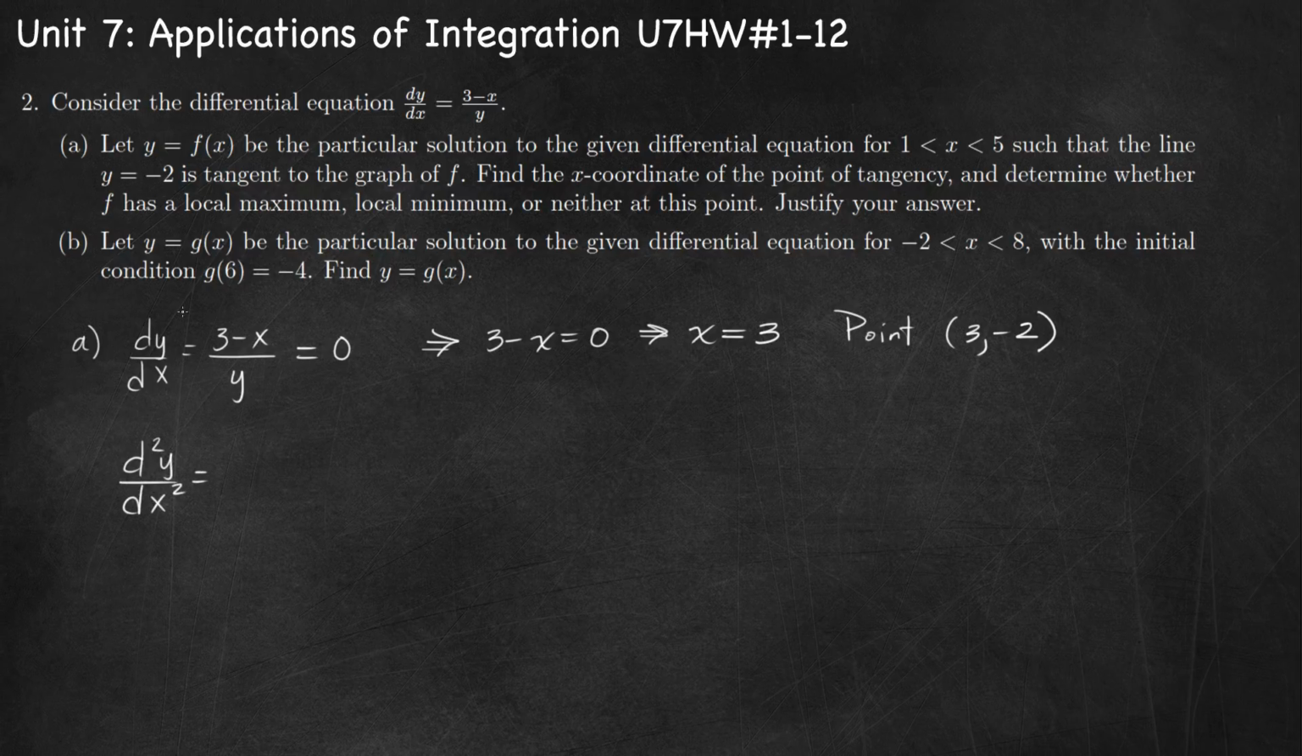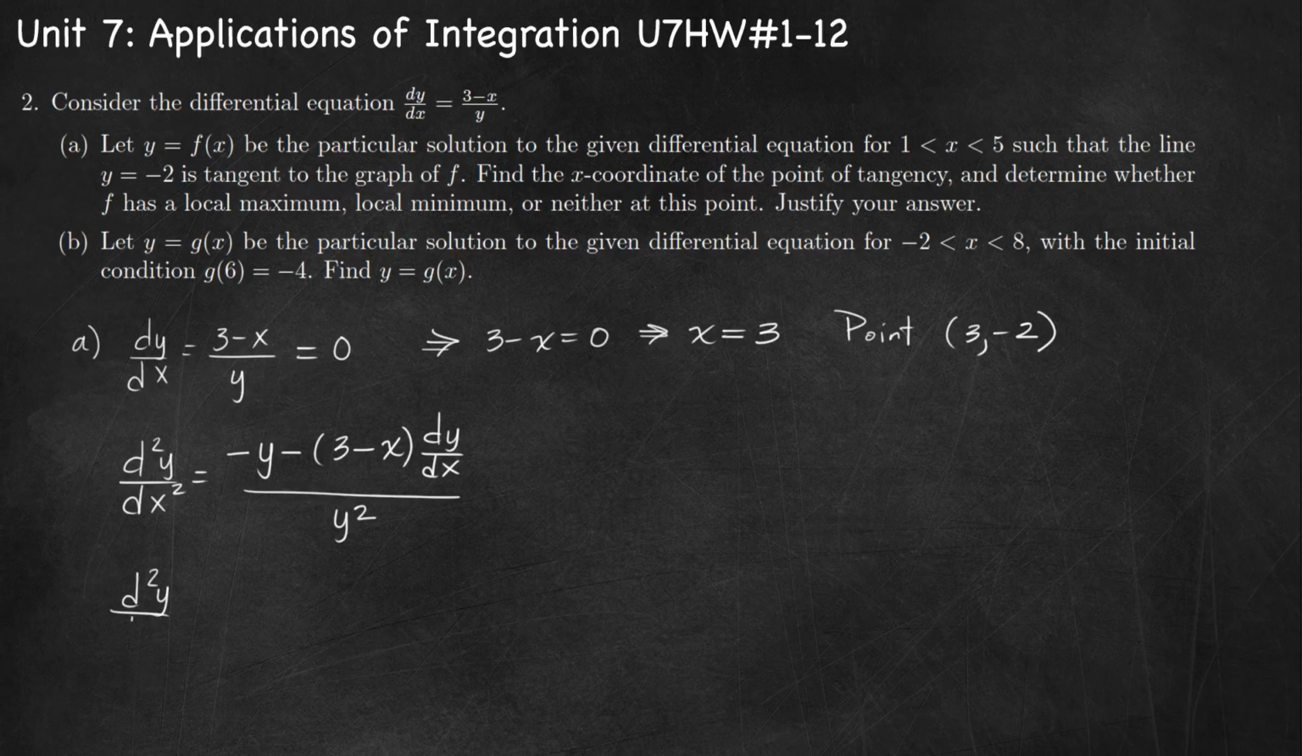So the derivative of dy dx on the left is d squared y over dx squared. On the right, I'm going to use the quotient rule. So I take the derivative of the top, which is -1, times the bottom, minus the top, times the derivative of the bottom, and the derivative of y is dy dx, over bottom squared. And now I'm going to evaluate this second derivative at this point of tangency.